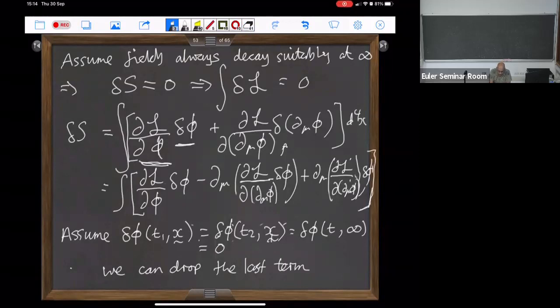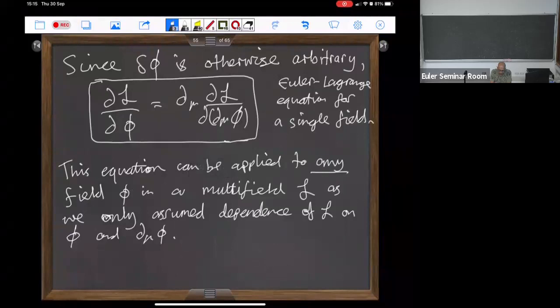Okay, so now what we have is that if the variations of the fields are such that we always have suitable decay at infinity, because physically, we're always considering situations in which there's no physics happening at infinity. We're thinking of the particles as all being free at infinity. Then we have this total derivative term that we're left with at the end, which means that setting delta S to 0, this term has to equal this term, and those equations for any field phi are called the Euler-Lagrange equations.